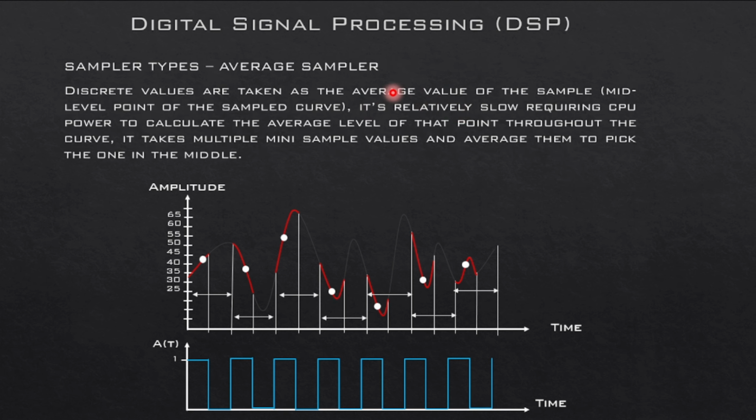Average sampler. Now, how does it work? Discrete values are taken as the average value of the sample, meaning the mid-level point if you have a climbing or plunging curve. So now it's relatively slow, requiring CPU power to calculate the average level of that point throughout the curve. It takes multiple mini sample values and averages them to pick the one in the middle, or the one having the middle value, not the one in the middle.